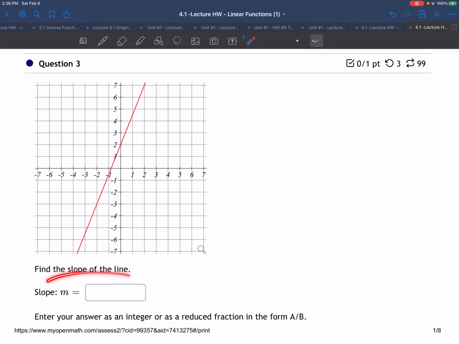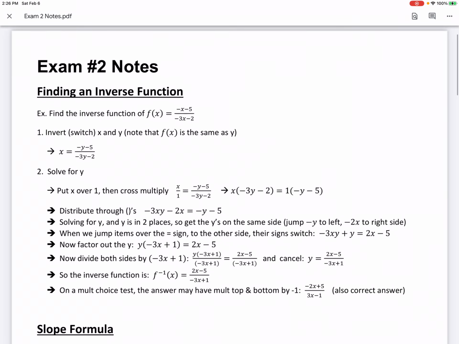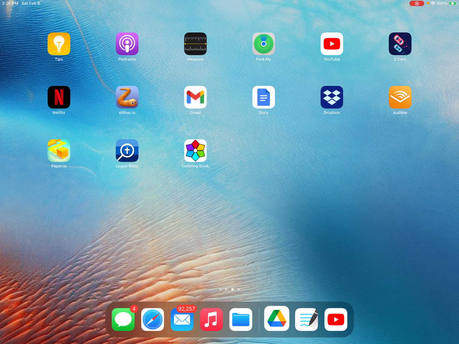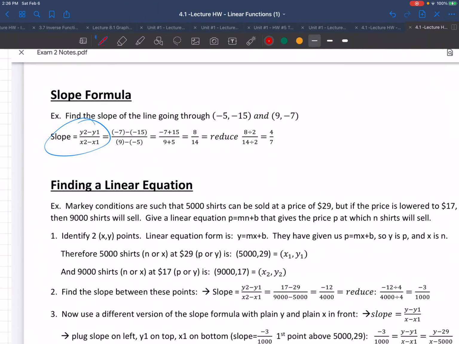Welcome to an example in which we're trying to find the slope of the line. So we have this line and they want to know the slope. Well, if you look on the notes, here I again refer you to the exam 2 notes. There's a slope formula right there. So I actually pasted it here already for us. There it is. So there's the slope formula.